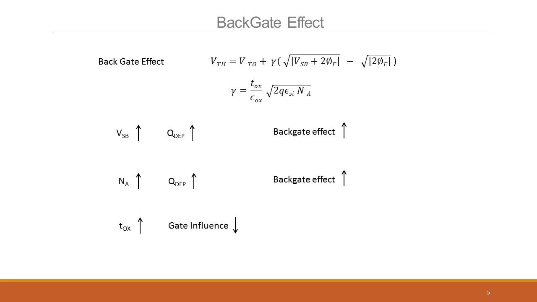If you increase Tox, on the other hand, gate influence reduces. Tox is nothing but the gate oxide thickness. If the gate oxide thickness increases, the field lines from the gate have a larger distance to travel, hence its influence on the channel reduces. We've seen this before. And if that reduces, the impact of the backgate proportionally increases. This is kind of an indirect impact. So the backgate effect again increases. So Tox increases the backgate impact, and you can see it here. Tox increases the gamma, which increases the backgate effect.